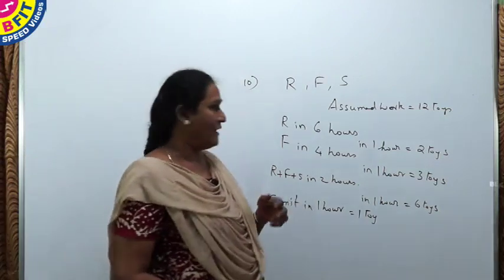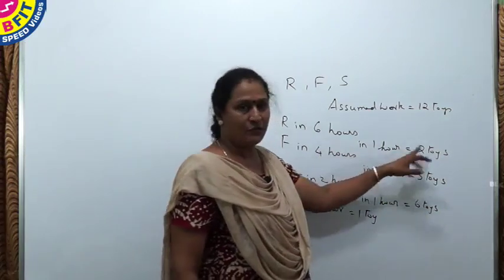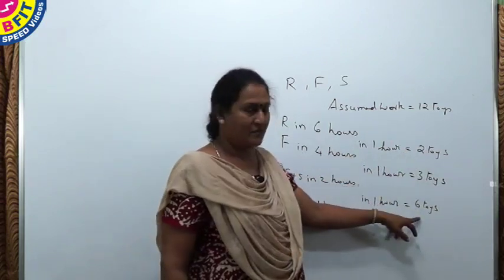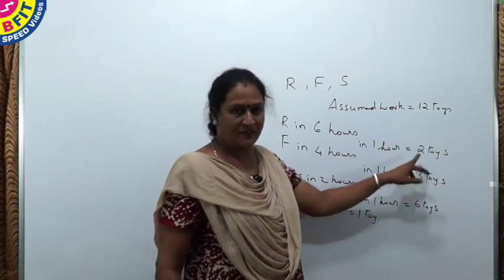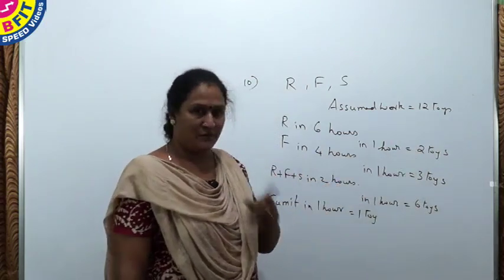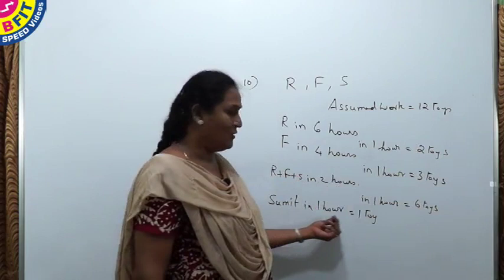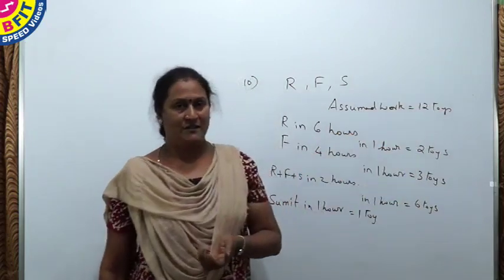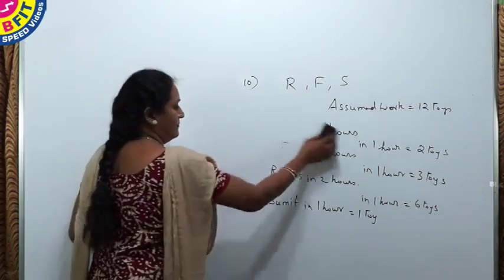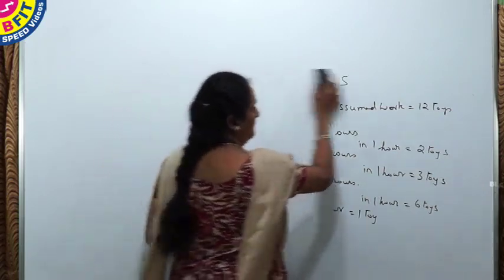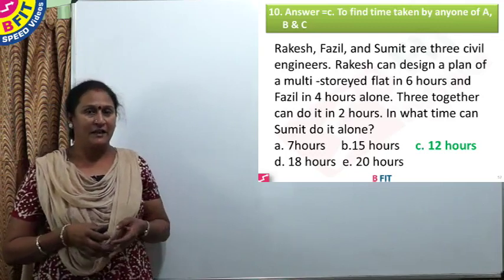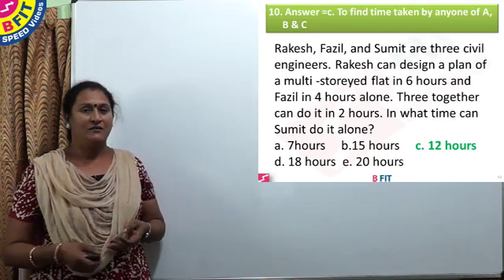Here, Rakesh is doing 2 work, Fazil is doing 3, and all the 3 have done 6. When we subtract the 5 from the 6, only 1 work remains. It means that Sumit has done 1 work in 1 hour. To make the 12 work, he needs 12 hours. So the answer for question number 10 is option C, 12 hours.